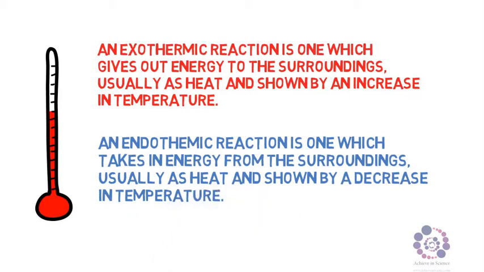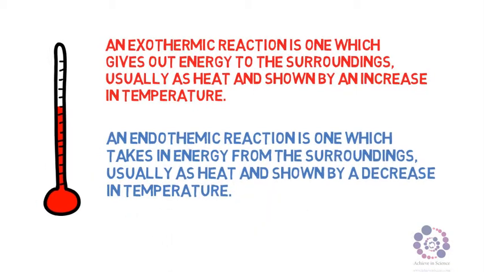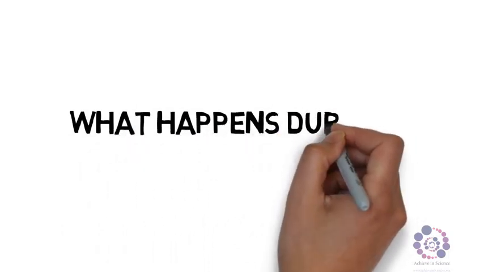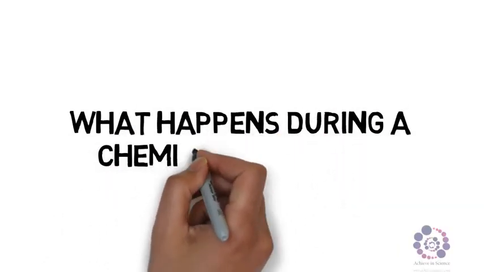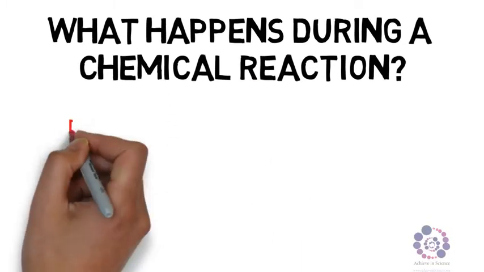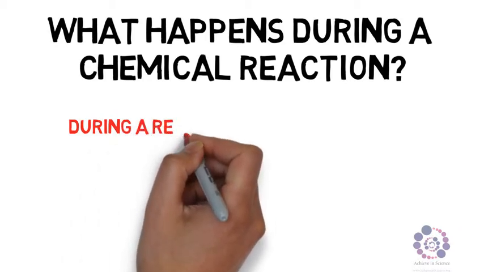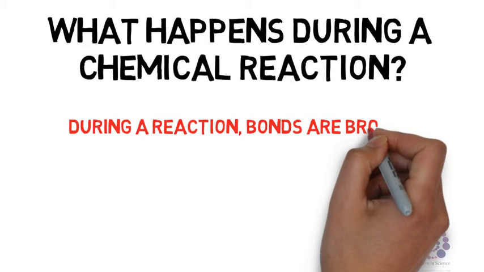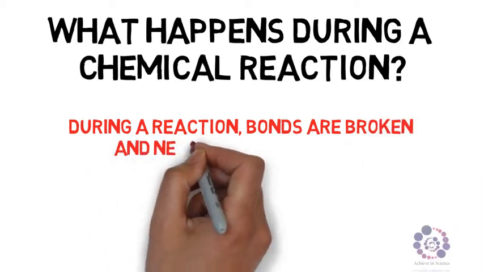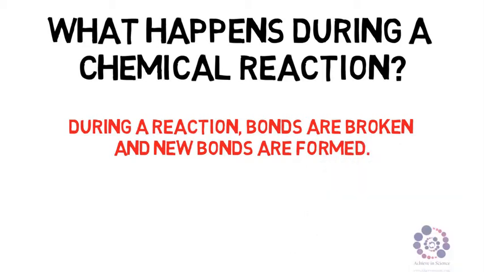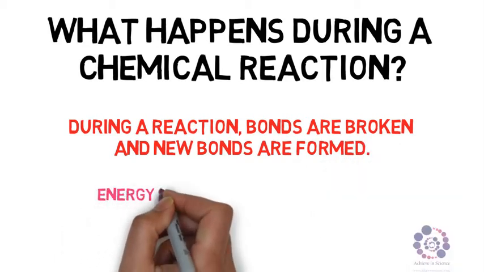Now, in order to understand this in a bit more detail, we need to look at exactly what is happening during a chemical reaction. So what is happening? Well, during a chemical reaction, bonds need to be broken and new bonds need to be formed. In order to break bonds, energy is required, and energy is released upon new bonds being formed.